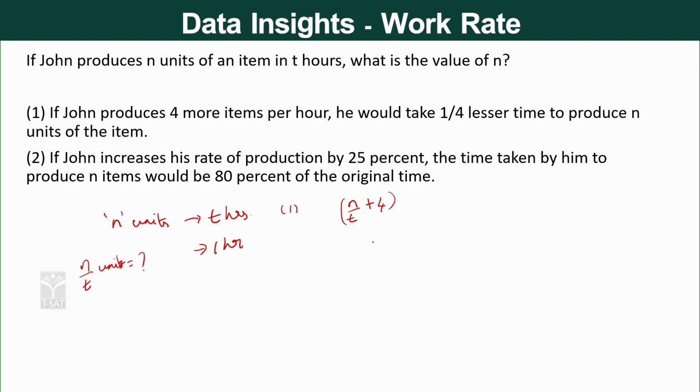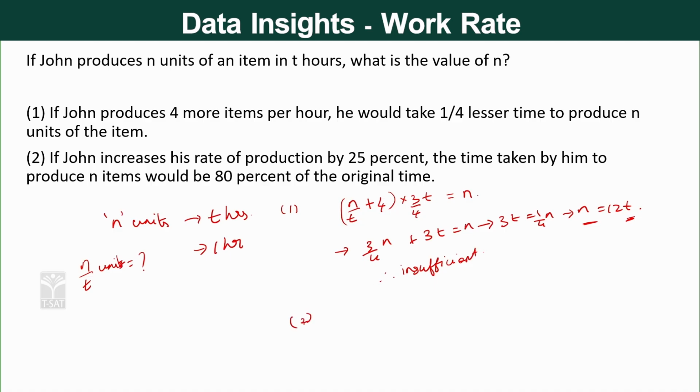So, the rate into time will be equals to the total. It is taking 1/4 lesser time, so that means it is 3/4 of T, and it will produce n units of the item. By solving this, you have 3/4 n plus 3T is equals to n, which implies 3T is equals to 1/4 of n, or n is equals to 12T. But we do not know the value of T, so we cannot calculate the value of n. Therefore, this information is insufficient to answer the question.